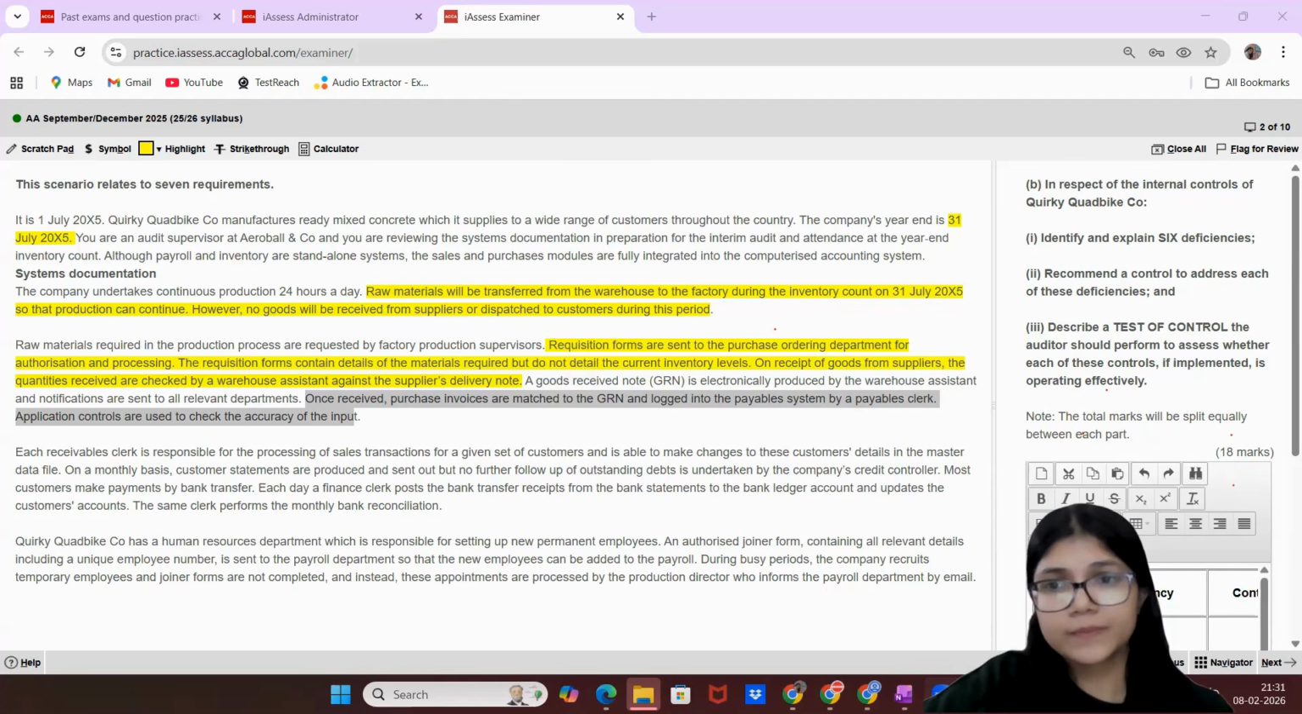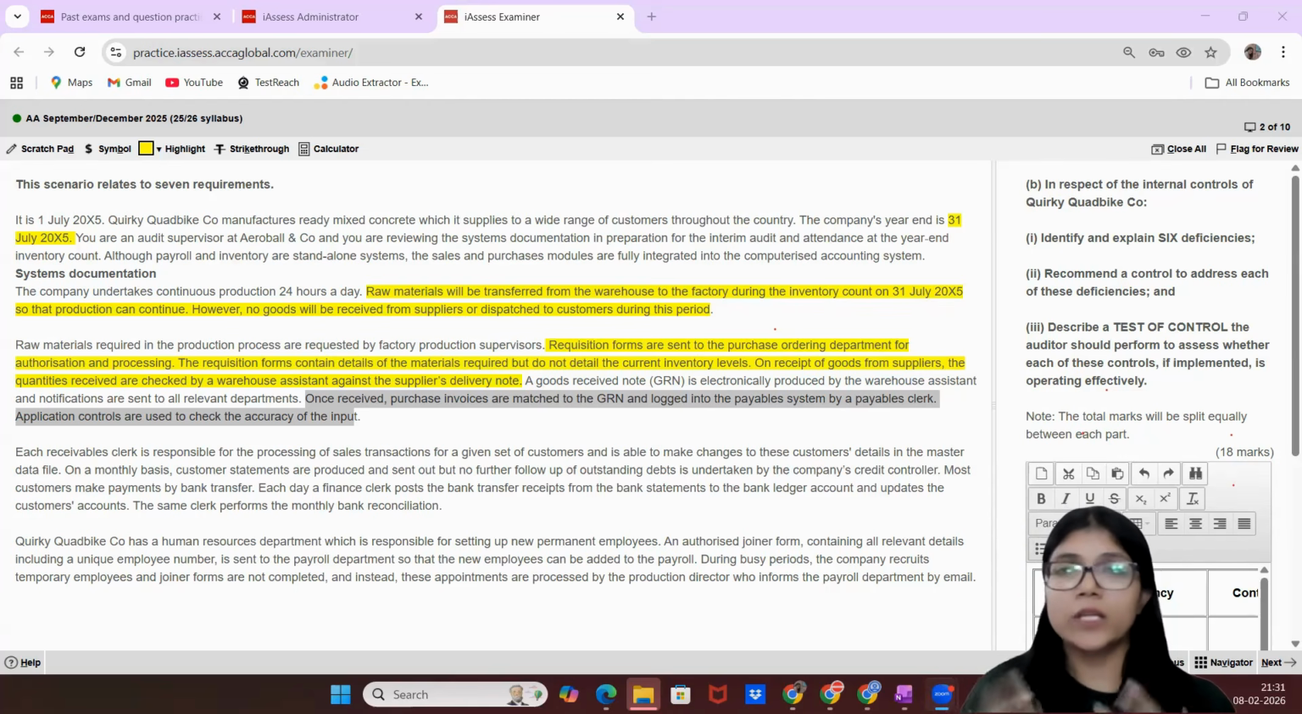Anything else? Segregation of duties. Segregation of duties how, Faisal? Purchase invoices are matched to GRN and logged into the system by the clerk. That is one single task. So that's not a problem of segregation of duty. Before logging in by the clerk, it has to be authorized by a supervisor. Why? Review happens later, right? Your review happens afterwards, after it has been logged in.